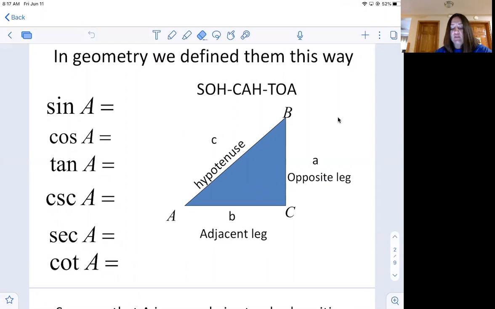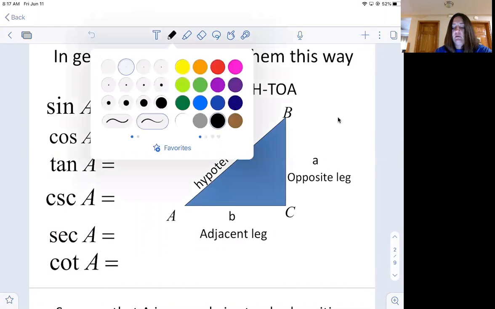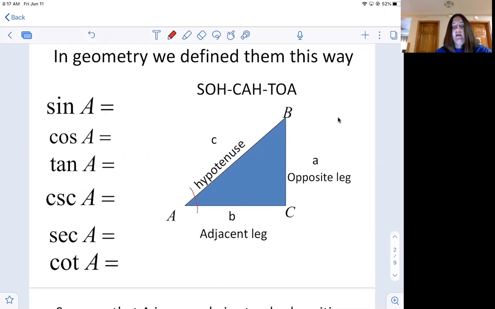adjacent. So if we were to do that, and we're going to use angle A here, so we use angle A. Opposite is the opposite side. It's the side all the way across. Hypotenuse is always across from the right angle, and adjacent is the side that's closest. So we would define the sine of A as being the ratio of A over C. We would also define cosine of A is adjacent over hypotenuse, which would be B over C. And tangent is opposite over adjacent, so it would be A over B.